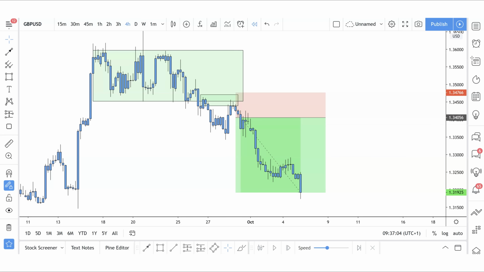So I really hope this was helpful for you. I hope you can find it useful for your trading. And just to let you know, no matter what time frame you're trading, what pair you're trading, this will work.